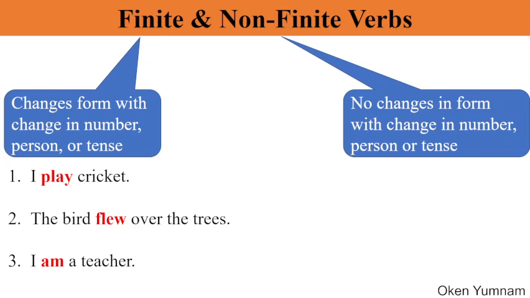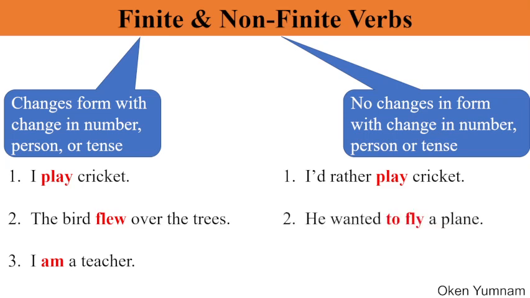Now let's come to non-finite verbs. What are non-finite verbs? Examples here. I'd rather play cricket. However you change the person or the tense or the number here, play will remain play. I'd rather, she'd rather, they'd rather, always followed by play, not playing or played. Come to number 2. He wanted to fly a plane. If we change into I, it will be I wanted to fly. She wanted to fly. They wanted to fly.